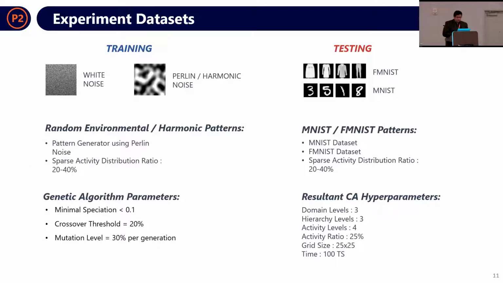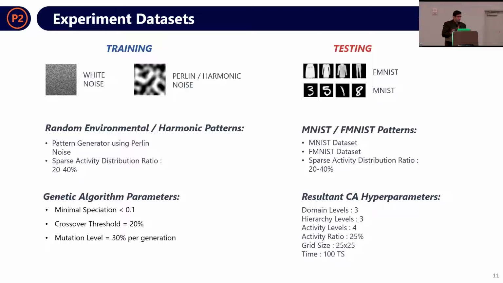We also have an initial sparsity, which is about 20 to 40% on our cellular automata grid matrix. How we train this is we have a combination of genetic algorithms and reinforcement learning to train the cellular automata system. Here's a small description of the hyperparameters that I used for the genetic algorithm.